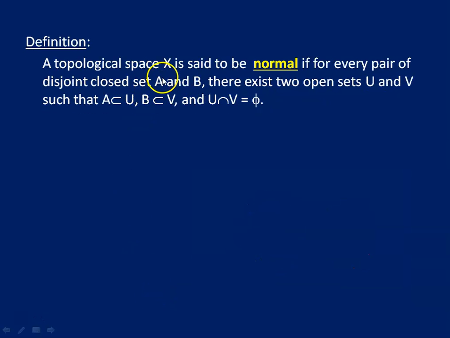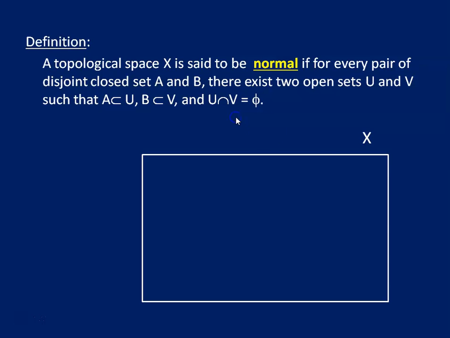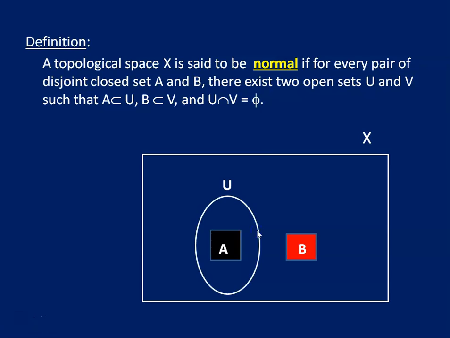Similarly, a topological space X is said to be normal if for every pair of disjoint closed sets A and B, there exist two open sets U and V such that U contains A, V contains B, and U and V are disjoint. Here we have the topological space X, which is normal if for every pair of disjoint closed sets A and B, there exist two open sets U and V such that U contains A, V contains B, whereas U and V are disjoint.